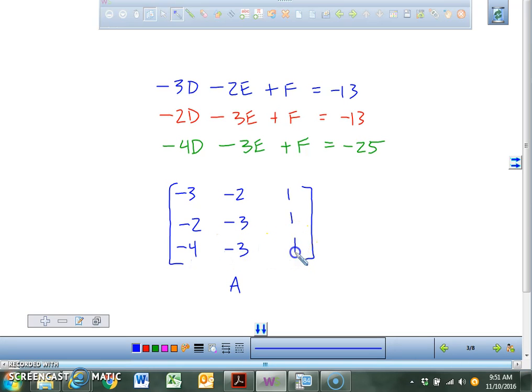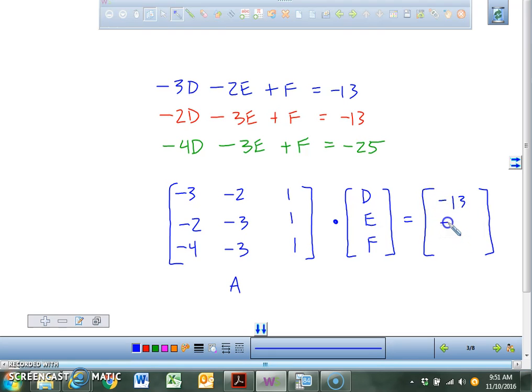Now I've taken the numbers from the equations and built them into a matrix known as matrix A. I want you to understand that if I multiply this matrix times the answers D, E, and F, this is a little review of matrices, but you haven't done it in a while. We're using something we learned last year to help us with something we need to know this year.